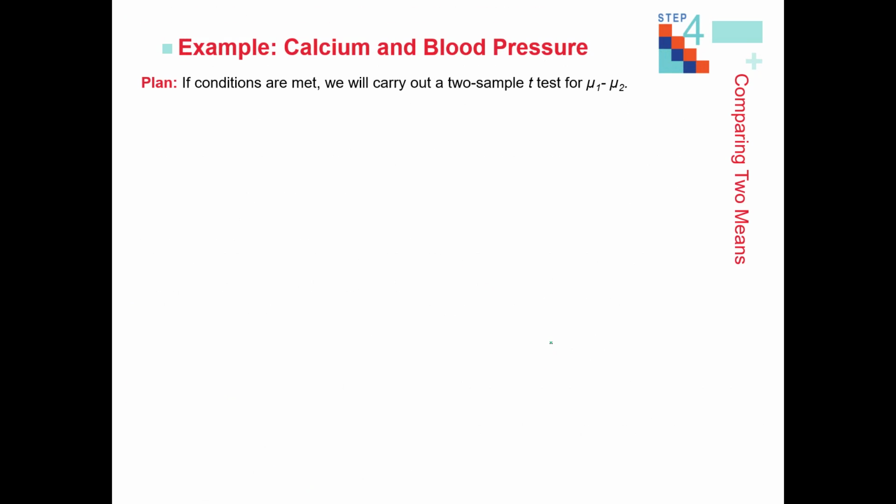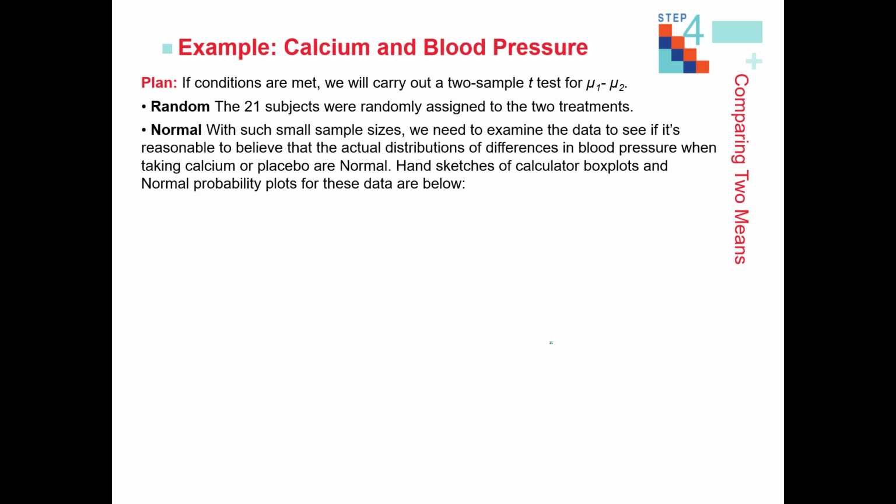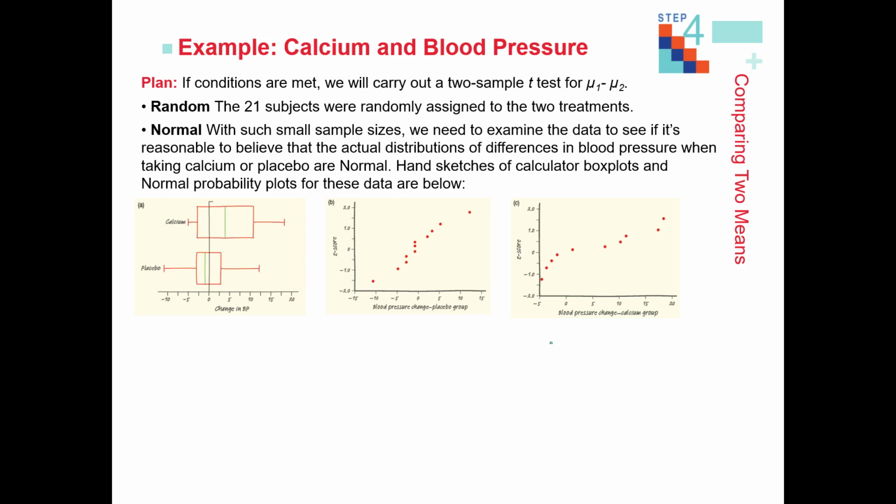Okay, so if the conditions are met, we're going to do a 2-sample t-test for mu1 minus mu2. So first of all, yeah, we have randomness because the 21 subjects were randomly assigned to the 2 treatments. Secondly, with such small sample sizes, we need to examine the data. We actually did that on the last page, but you're going to see this again now.